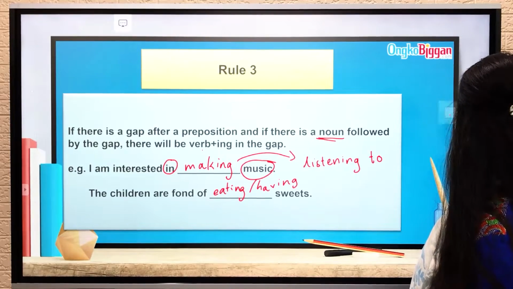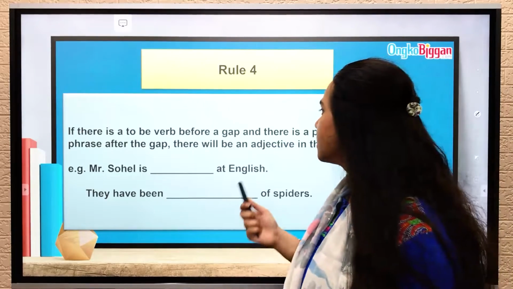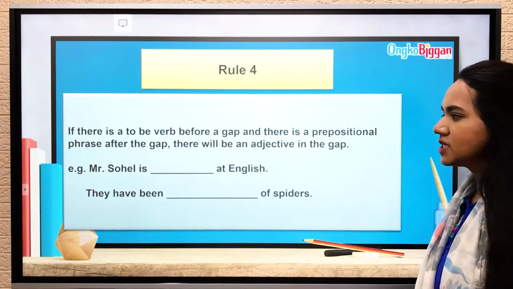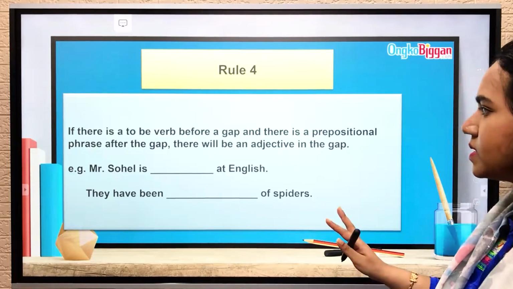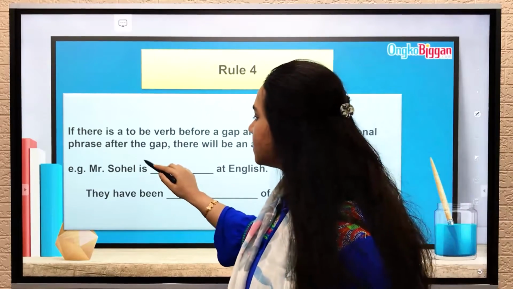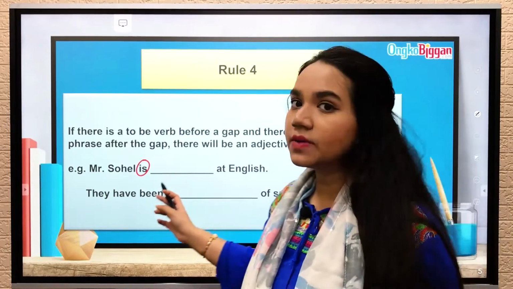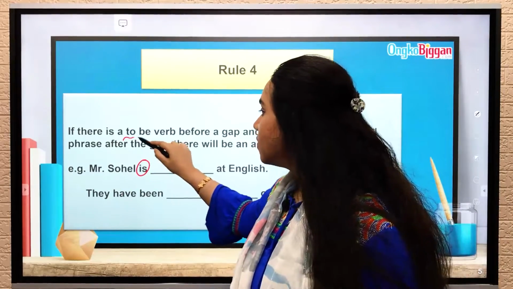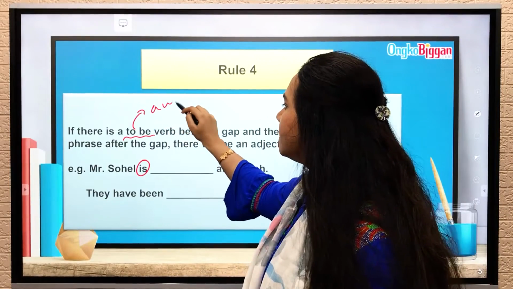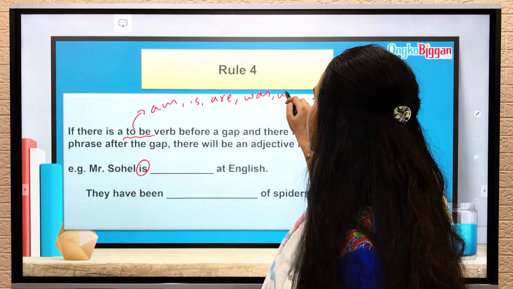Okay. So next we see rule number 4 that says that if there is a to be verb before a gap and if there is a prepositional phrase after the gap, there will be an adjective in the gap. So first of all we see what? If there is a to be verb before a gap. So right before the gap there is a to be verb here, as you can see. The to be verb here, we know it's an auxiliary verb. And what are the to be verbs? Am, is, are, was and were, right?